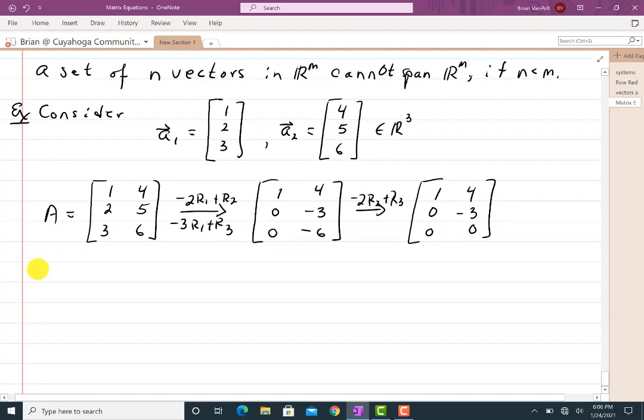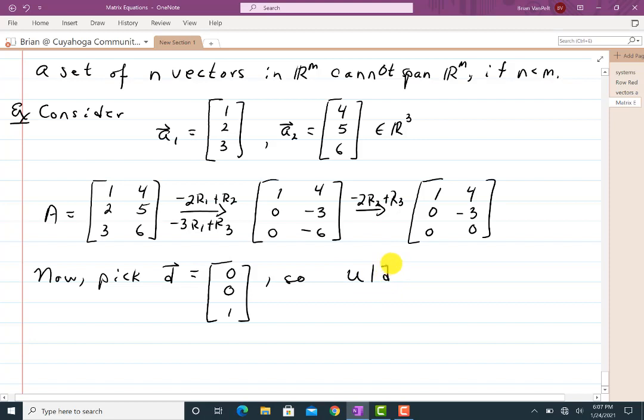Now, pick D equal to 0, 0, 1. If I call this last matrix U, this form will look like the following. So I know I can manufacture a vector that's not a solution to the echelon form.